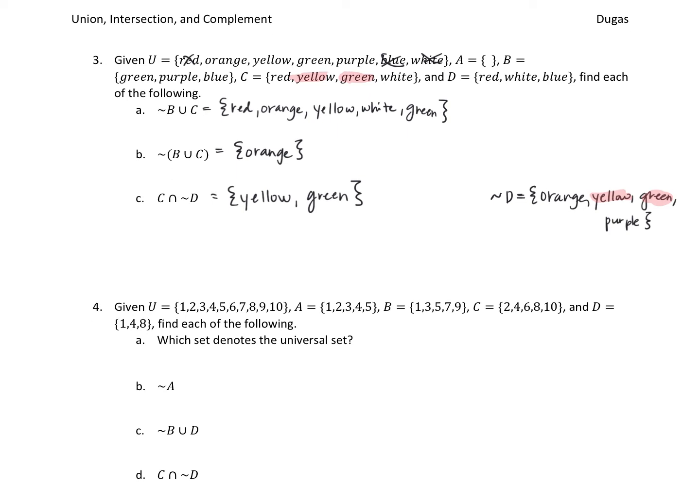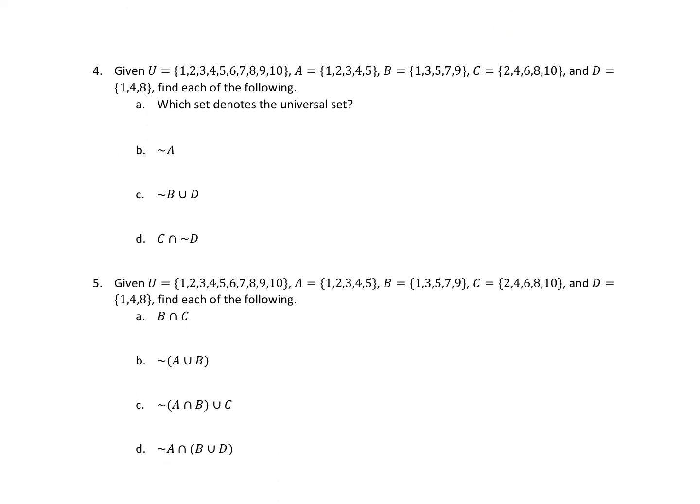So for number 4, we have some new sets. So now the universal set are the numbers 1 through 10. A includes 1, 2, 3, 4, 5. B includes the odd numbers. C, the even. D, 1, 4, 8. Now find each of the following. So for part A, which set denotes the universal set? So remember that the set that's called U, that's usually the universal set.